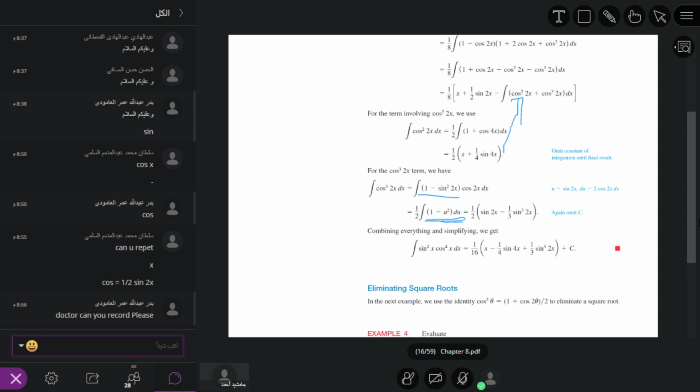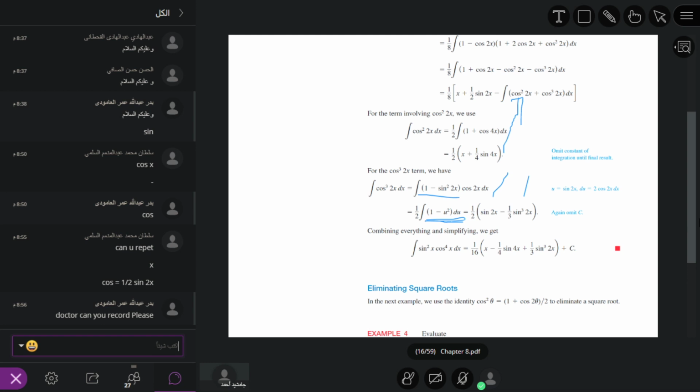What is the integral of u square? It is u power 3 divided by 3. So thus we get here u power 3 divided by 3. Now what is u? u is equal to sine 2x. Thus we get sine power 3 of 2x divided by 3.